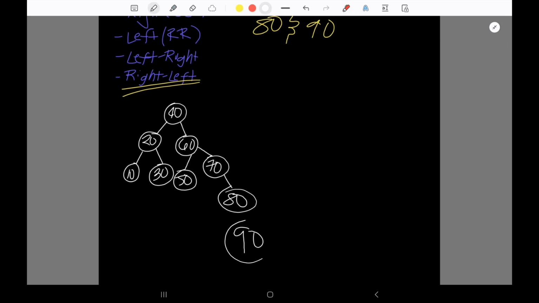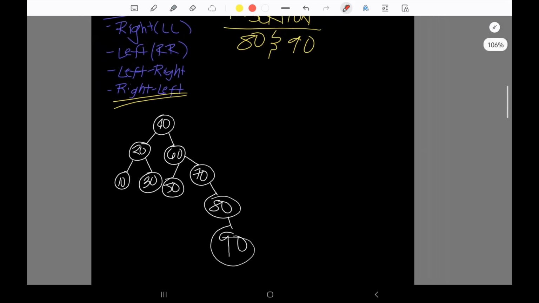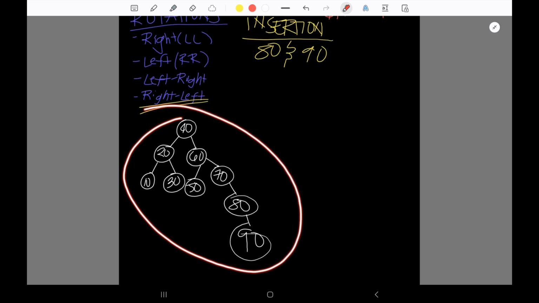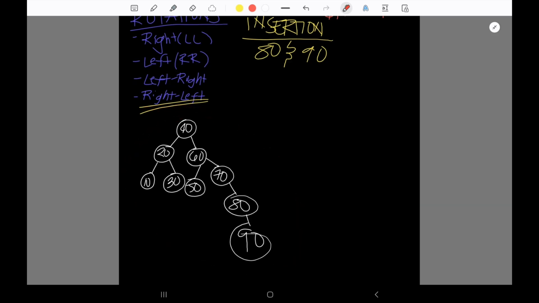Let's check if it's still balanced. 1, 2, 3, 4. 1, 2. Obviously, the balance factor is 2. So this whole tree is not balanced. So what are we gonna do?